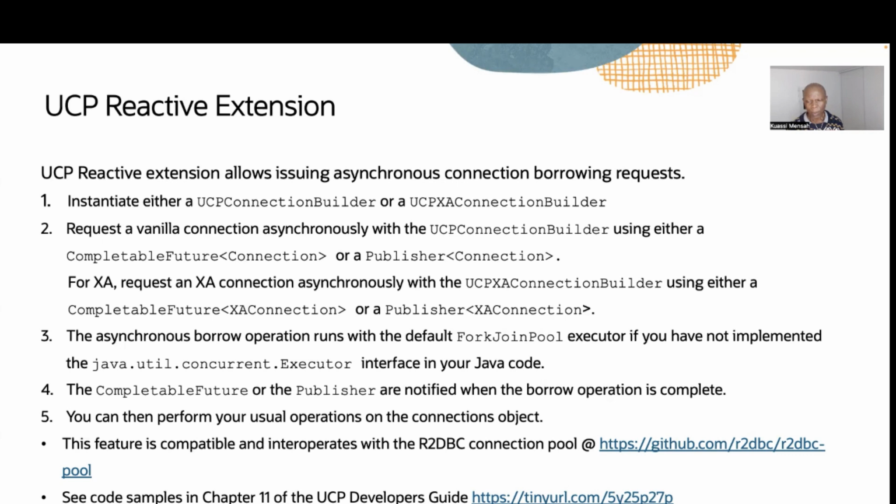The completable future or the publisher are notified when the borrow operation is complete. That means when your connection is available for use, and at that stage, you can just perform your normal connection pool operations. The UCP reactive extension is compatible with the R2DBC connection pool, and I put the link down there. You can see more code samples in the UCP developer's guide.